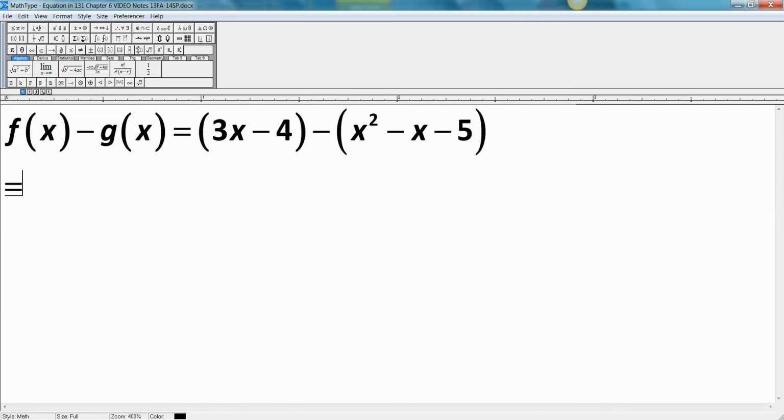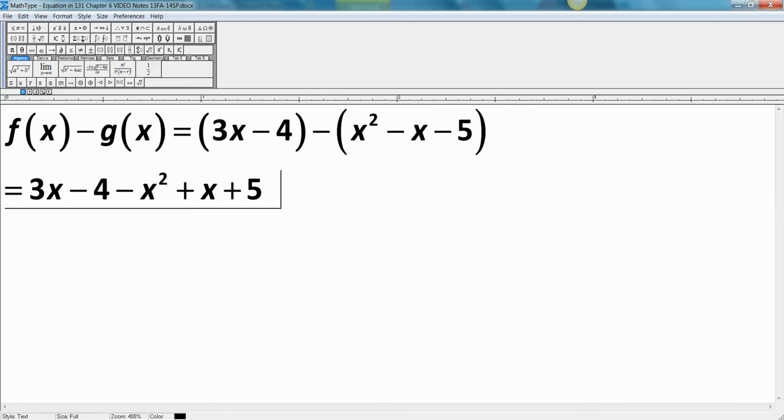Like that. So I want 3x minus 4 minus x squared. You've got to minus your minus x. So you have to distribute your negative. So plus x plus 5. So make a note. Distribute negative.